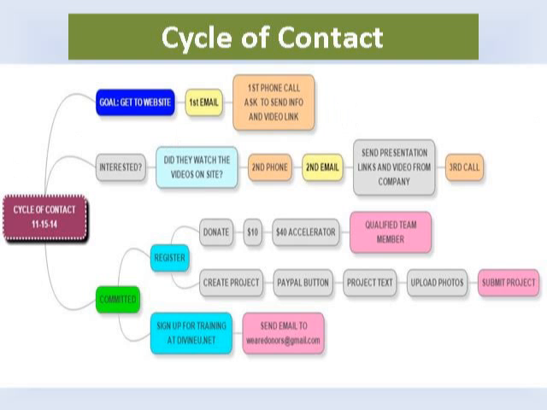Over here on the left, this says cycles of contact. So this is our cycle. First, we're trying to get our folks to the website to see what the crowdfunding platform looks like. So we start by sending them an email and tell them we're crowdfunding. I've written potential emails up. There are 3 or 4 examples there that you can use.